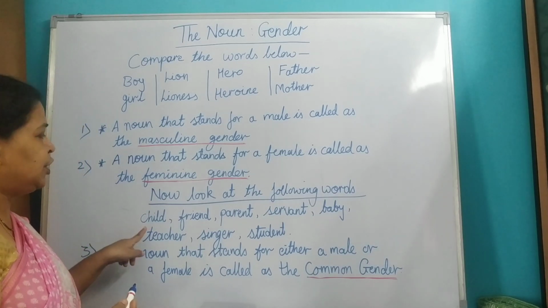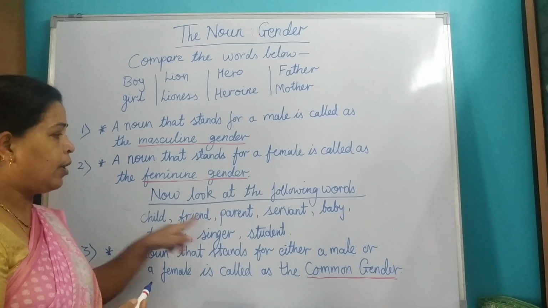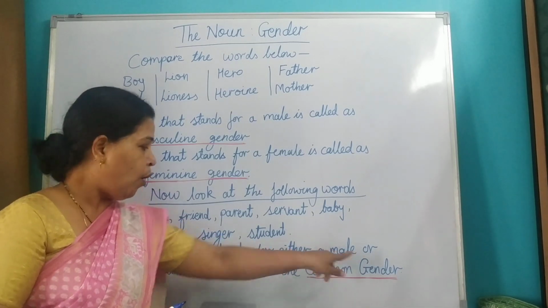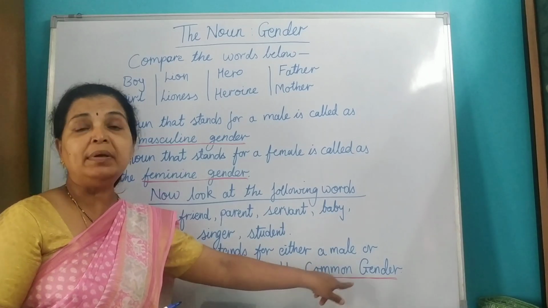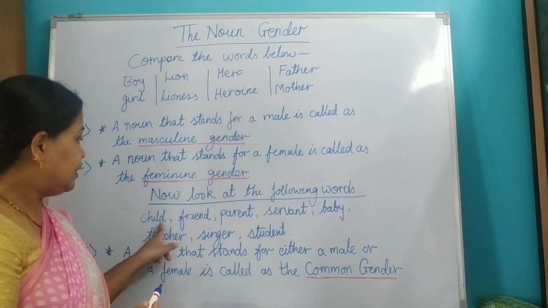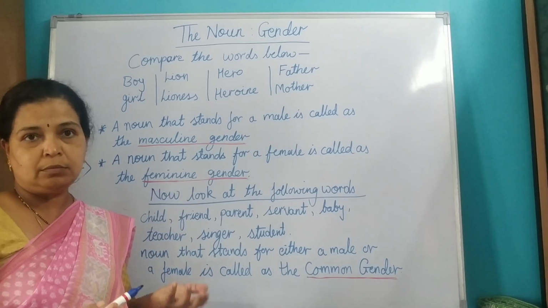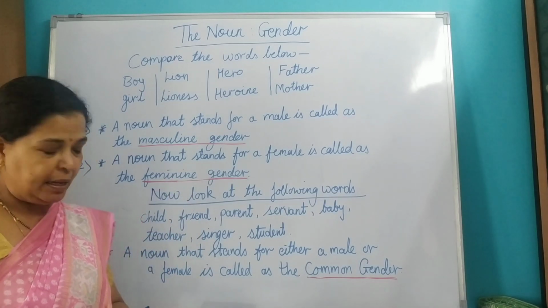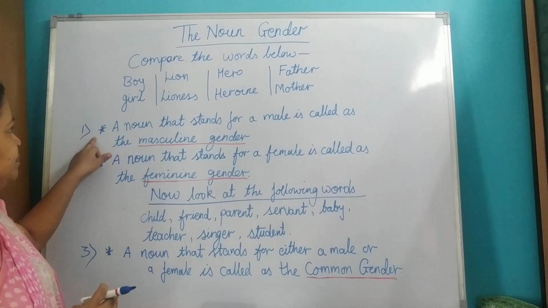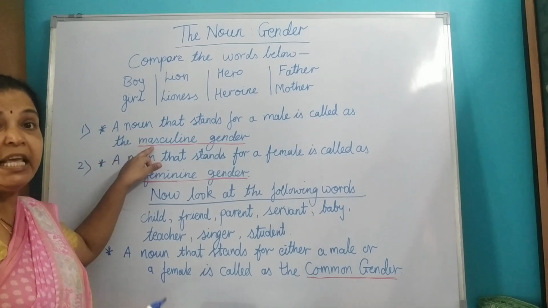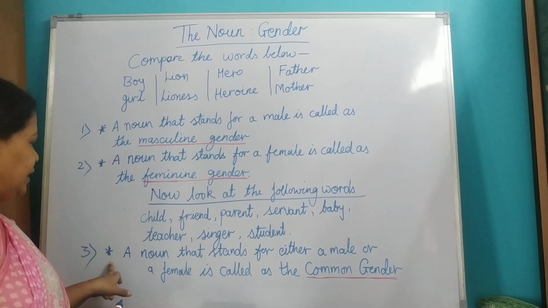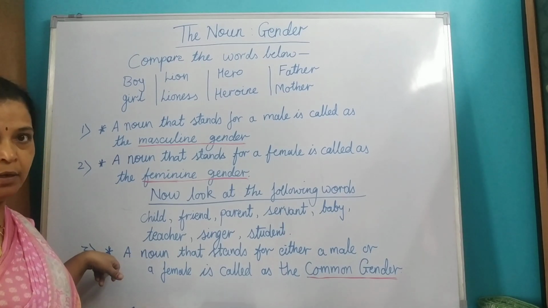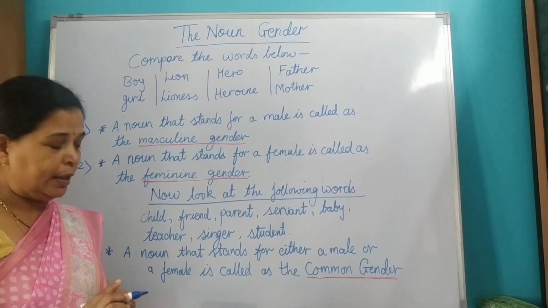Such a noun that stands for either a male or a female is called the common gender, because these words are common for both, either male or female. Okay, so we have done masculine gender, that is he, feminine gender, she. Then the third one, common gender. Now let's see the fourth one.